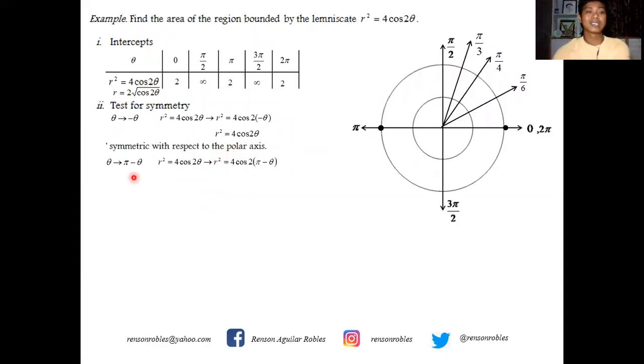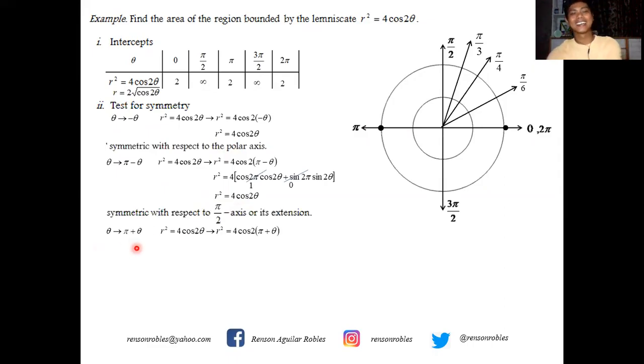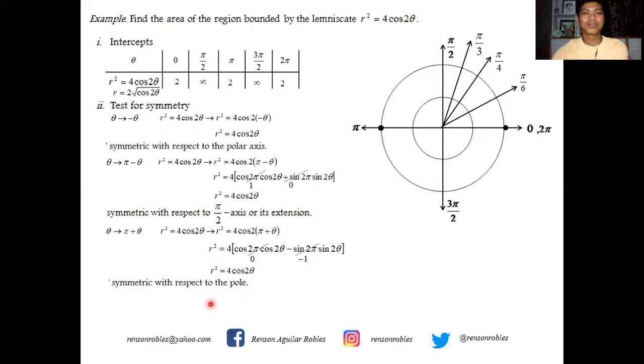And then replace theta by pi minus theta. And again, simplifying, it will go back to the original given, r squared equals 4 cosine 2 theta. And then finally, we replace theta by pi plus theta. And then you will notice that it will go back to the original given. Okay, r squared equals 4 cosine 2 theta. And therefore, it is symmetric with respect to the pole or the origin.